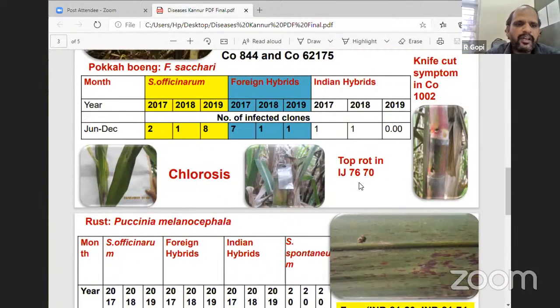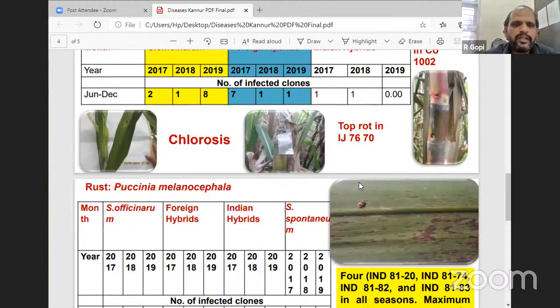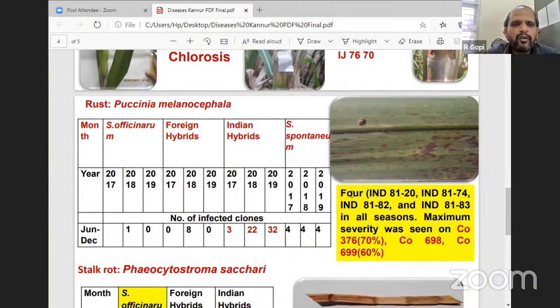So another important disease is Puccinia melanocephala. It was found in 4 groups: Saccharum officinarum, foreign hybrids, Indian hybrids, and Saccharum spontaneum. Among these, Indian hybrids experienced more. In 2017 it was only 3, but it has increased to 32 clones. That indicates more infected clones when compared to the other groups. Similarly, Saccharum spontaneum clones belonging to the IND clones, that is 81, 20, 74, 82, 83, showed this disease in all the seasons. In Indian hybrids, Co376 experienced more disease severity, followed by Co698 and 699.